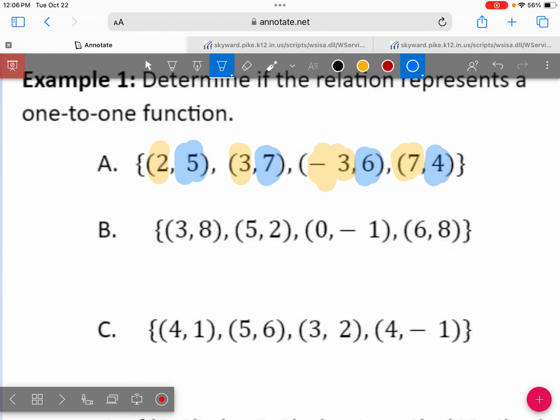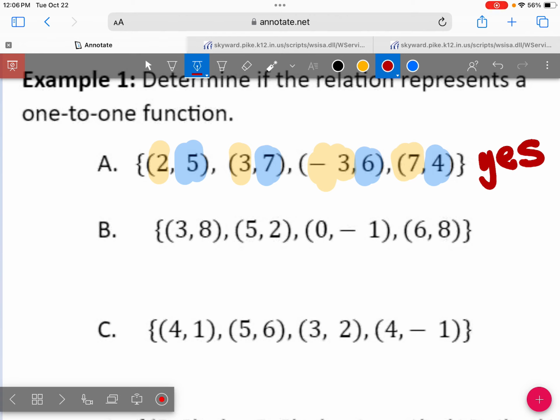So if any of my yellow numbers are the same, it's a no. If any of the blue numbers are the same, it's a no. But if your x's are all different and your y values are all different, then it is one-to-one. One-to-one means that it has no repeats. So what would you say for A? Would you say yes or no? Yes. So this is one-to-one. I would agree.